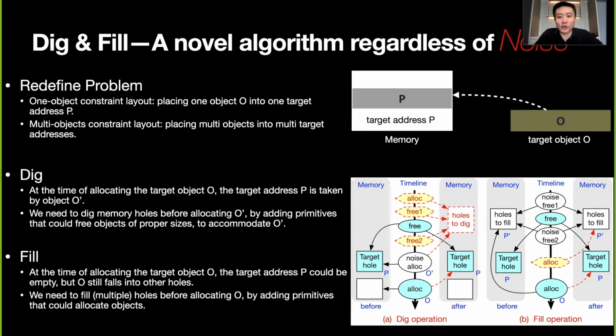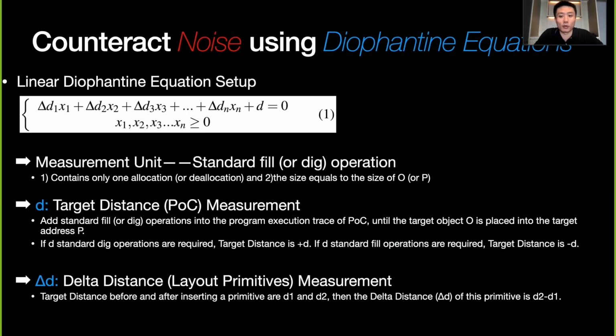The other situation, we call it the fill situation. This is that at the time of allocating the target object O, the target address P is empty, but the object O still falls into other holes. So we need to fill these memory holes before allocating object O by adding primitives that could allocate objects. Based on the judgment of dig and fill situations, we can know where to insert the primitives, which is the order of how to assemble primitives.